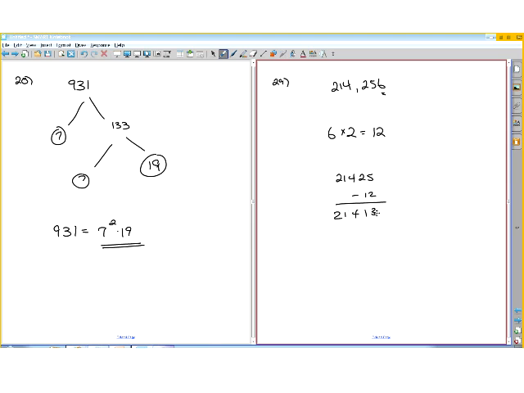So that's 3, 1, 4, 1, 2. Now take the last digit, multiply by 2, get 6. Then you take the number, omit the last digit, subtract 6. So then you get 6, 3, 1, 2. Take the last digit, which is 6, times 2, which is 12. Take this number, subtract 12, and we get 201.